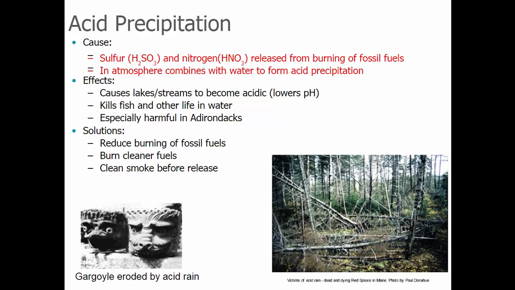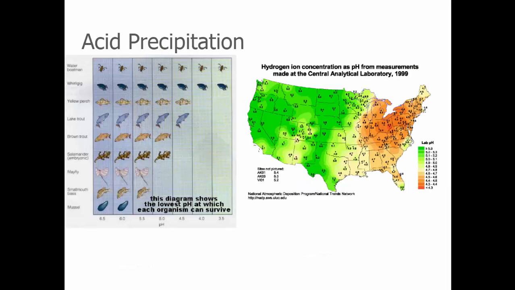Here's a couple of graphs or diagrams. This shows various pH levels going from almost neutral down to more and more acidic on this side. And it shows you what organisms can survive. So, for example, some of the freshwater mussels can only survive down to a pH of about 6 or so. And smallmouth bass start dying off at 5.5.